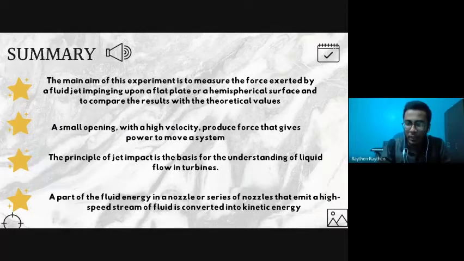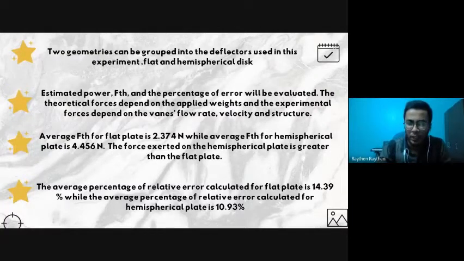In designing impulse turbines, this concept is used, where a part of the fluid energy in a nozzle or series of nozzles, amid a high-speed stream of fluid, is converted into kinetic energy. The jet mounted on the turbine wheel hits the rotating blades, generating the energy needed to move it. Based on the types of vanes and control valves that were used, the result gave a different reading. Two geometries can be grouped into the deflectors used in this experiment. This experiment uses flat and hemispherical disks. In this experiment, the estimated force FTH and the percentage of error will be evaluated.